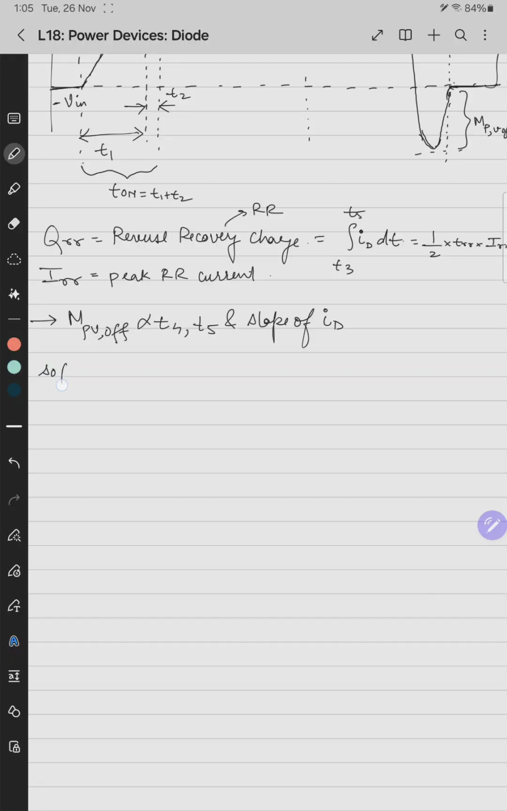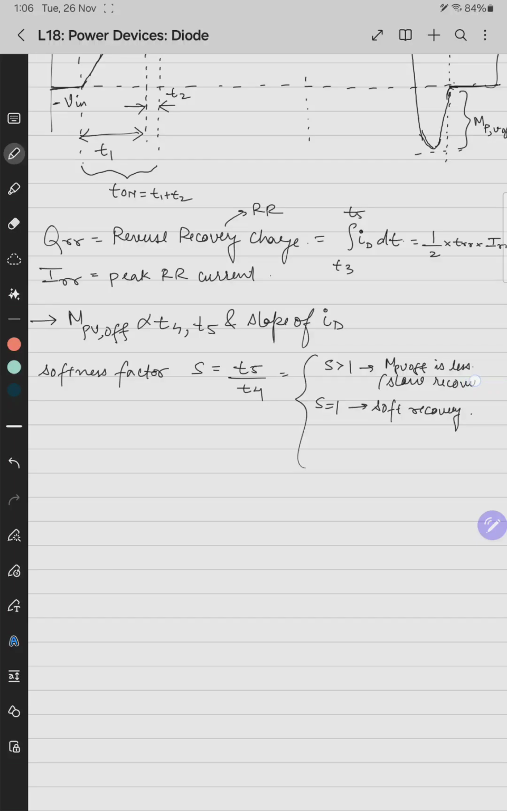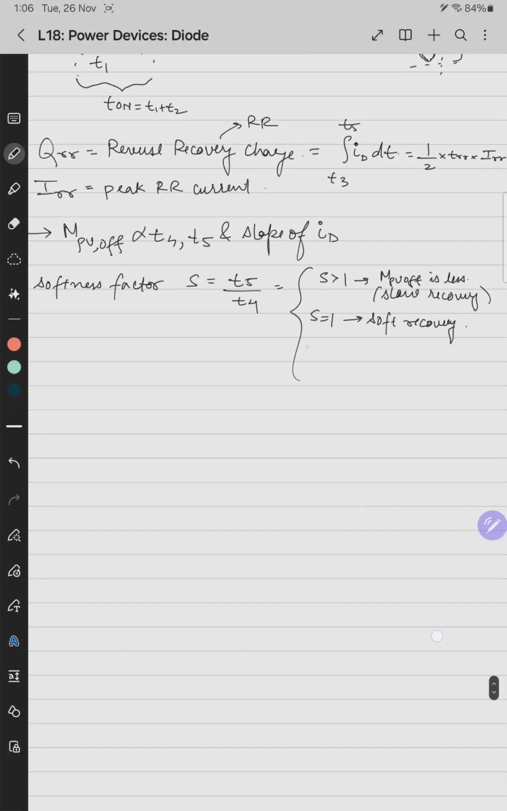Thus there is a term called softness factor. Softness factor S is defined as the ratio of T5 by T4. If S is greater than 1, MPV off is less, which means it is a slow recovery. S equal to 1 means it is a soft recovery or optimum recovery diode. And for S less than 1, we have a high overshoot, MPV off is high, which means it is a fast recovery.